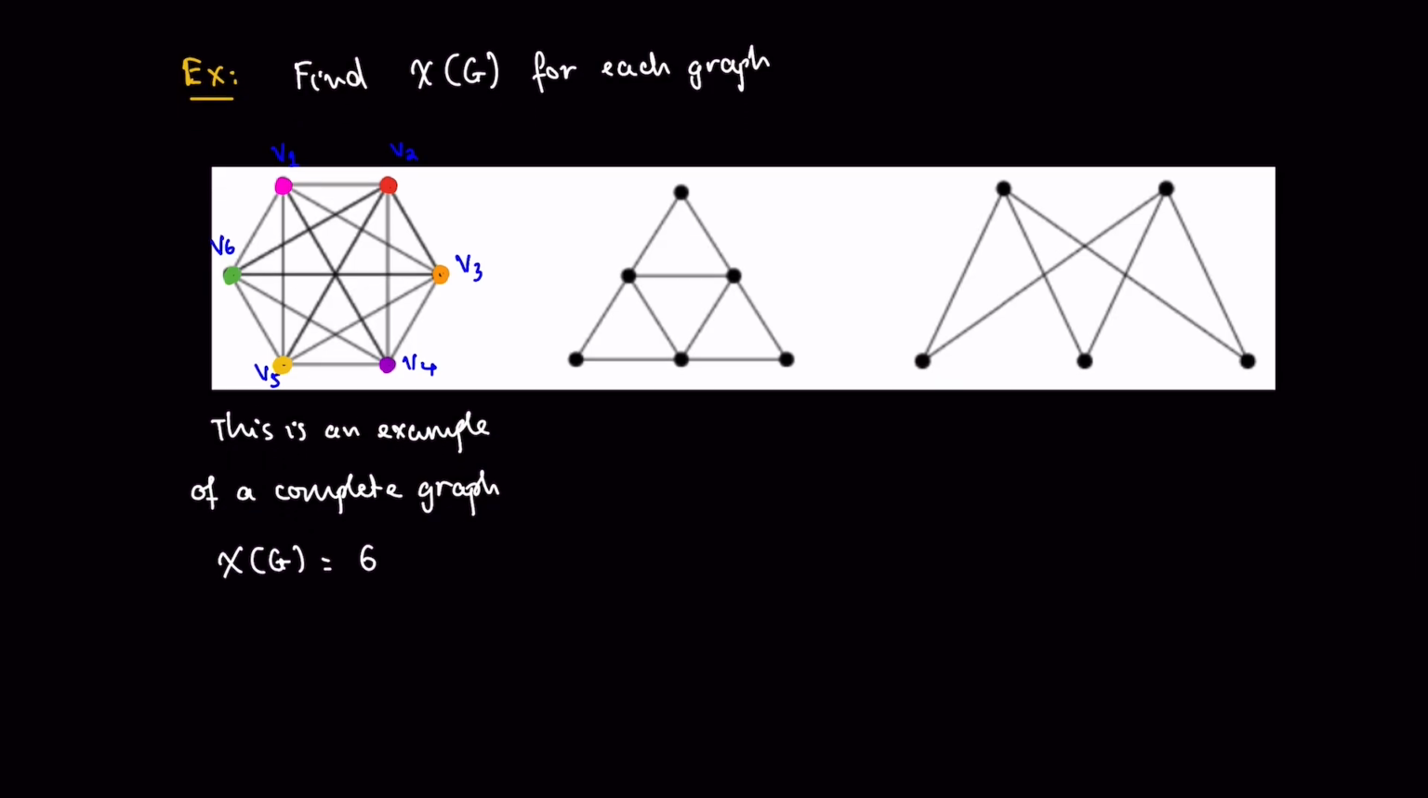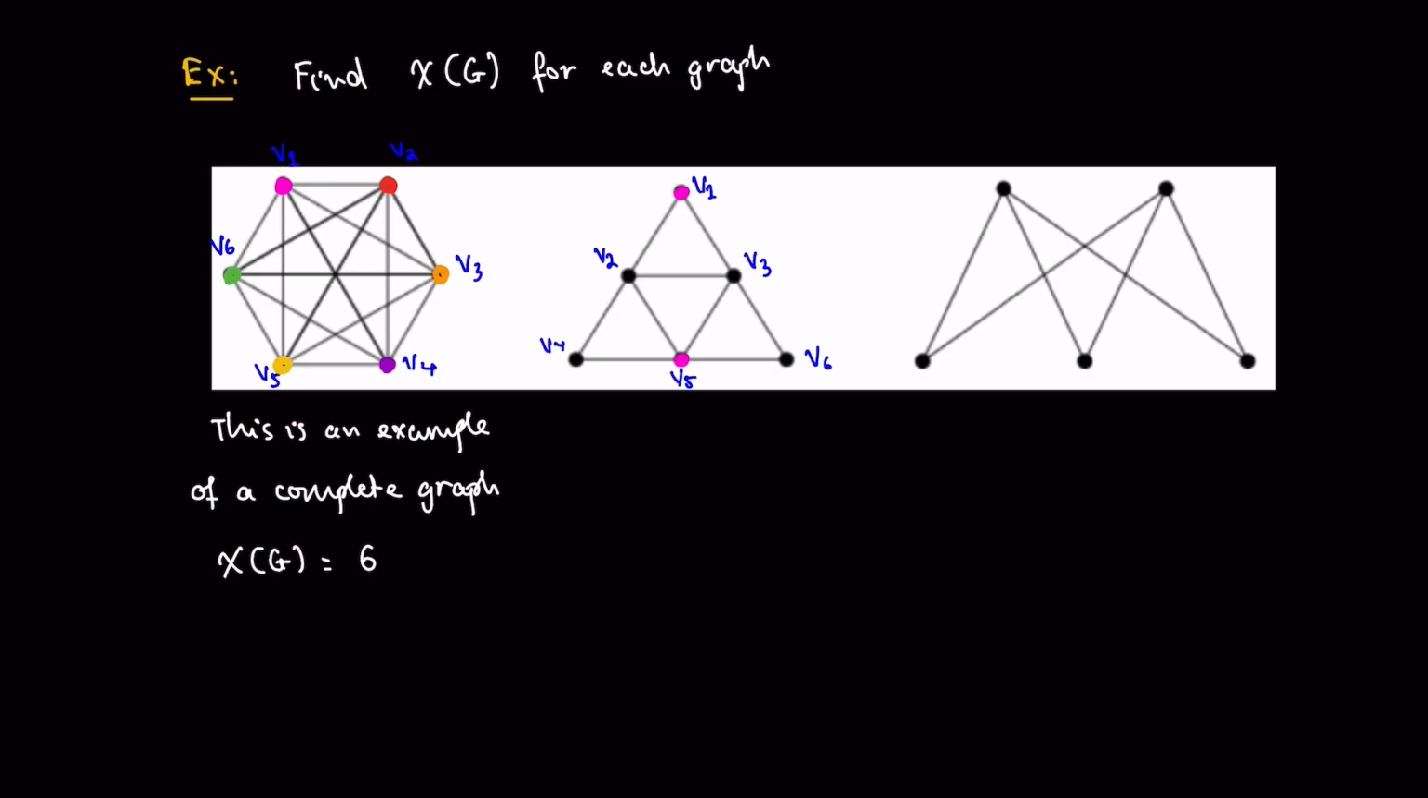Now for the second graph, let's say you have V1, V2, V3, V4, V5, and V6. V1 is adjacent to V2 and V3, V2 is adjacent to V4, V3, and V5, V3 is adjacent to V5 and V6, and so on and so forth. I'm going to start from the top and give pink to V1, and V5 is not connecting to V1, so I can have pink as well.